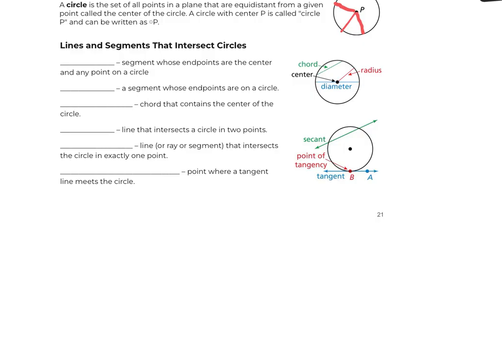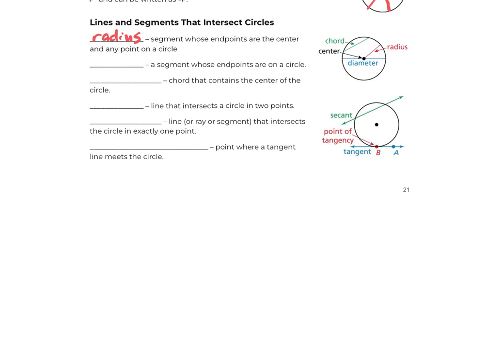A lot of these words, or at least some of them, you've probably heard of before. The first one is the radius. The radius is the segment that goes from the center to the edge of the circle, anywhere on the edge. We only have one radius drawn in here. We could draw a bunch of them, kind of like I did on that picture before.